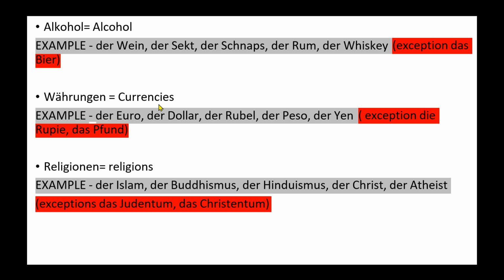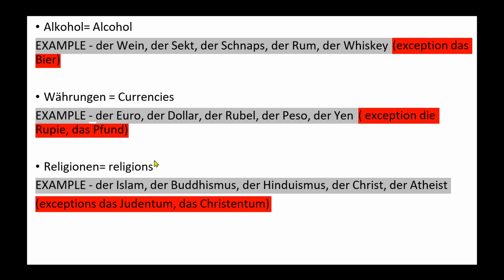Währungen. Währungen means currencies. Example: der Euro. What is Euro? Euro means Euro. Der Dollar, der Rubel, der Peso, der Yen. In this we have an exception, the rupee, which I think is used in India and Pakistan, and das Pfund.